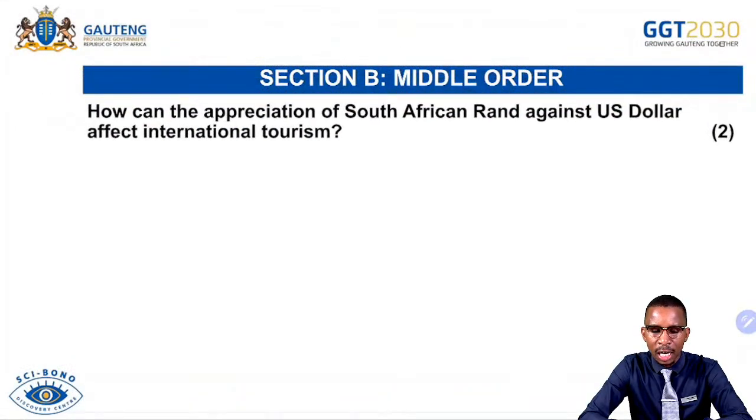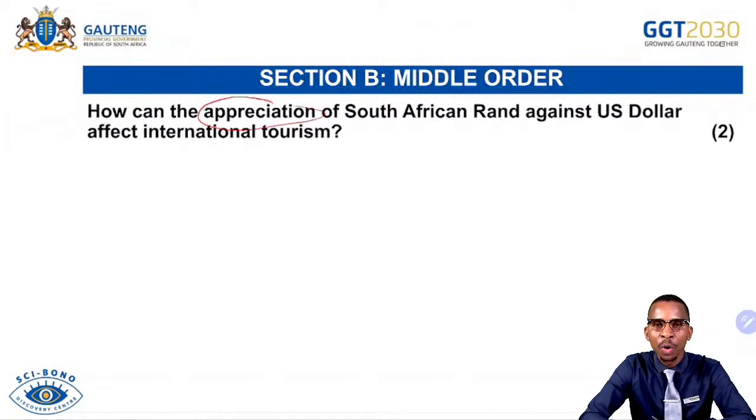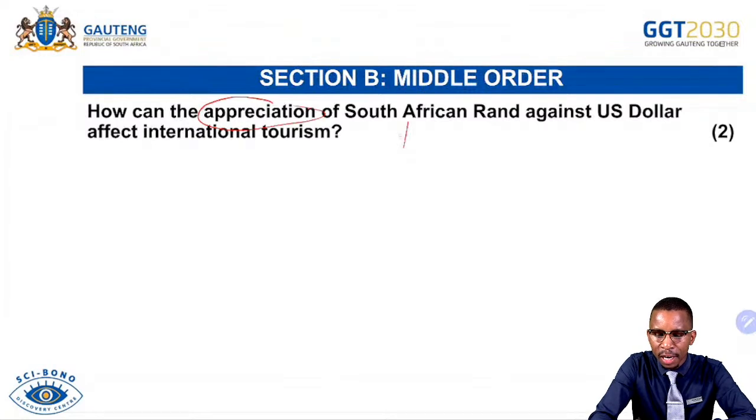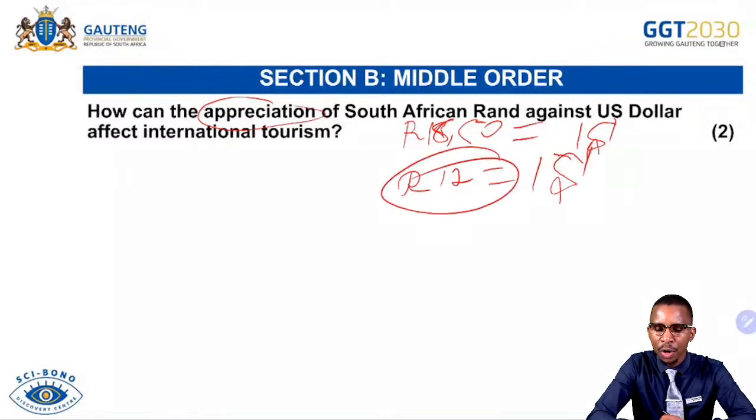And then, how can the appreciation of the South African rand against the US dollar affect international tourism? If our rand is appreciating, meaning it's getting strong, it can be in this fashion. The rand was maybe initially 18.50 rand to 1 US dollar, and then after it goes to 12 rand equals 1 US dollar. So it becomes strong here, it appreciates.